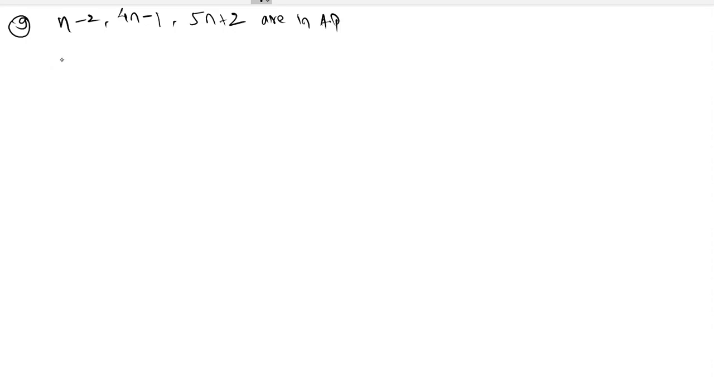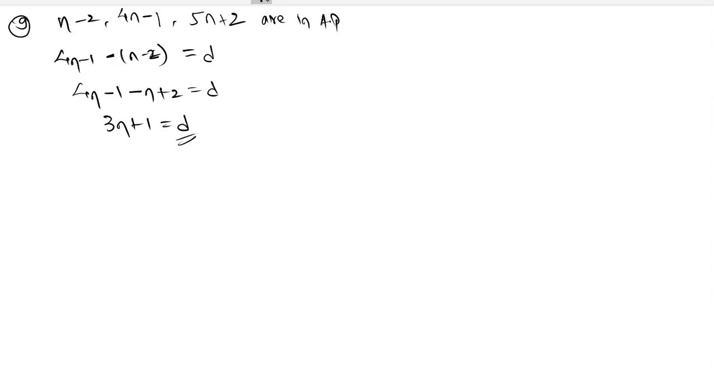Okay. So 4n minus 1 minus bracket n minus 2. What is this? This is the common difference. It is equal to d. Let us find it out. So 4n minus 1 minus n plus 2 is equal to d. 4n minus n is 3n, minus 1 plus 2 is plus 1, is equal to d. 3n plus 1 is the common difference according to the first relation.